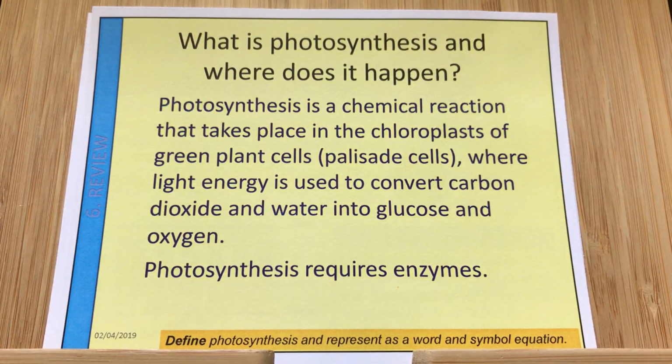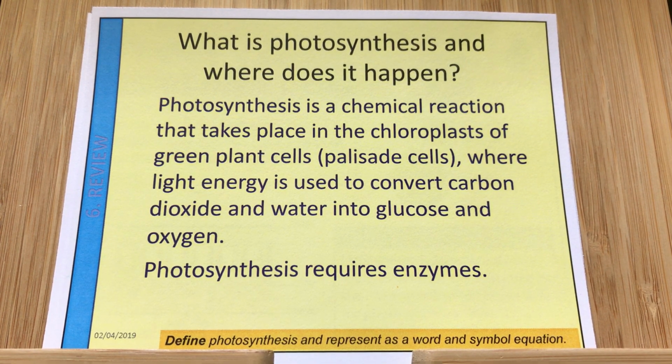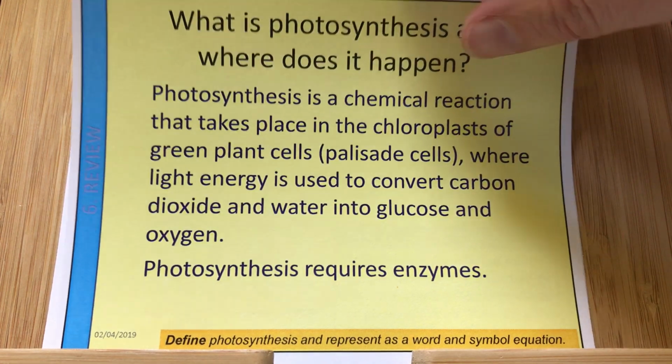What is photosynthesis and where does it happen? Photosynthesis is a chemical reaction. It takes place in the chloroplasts of green plant cells. We called those cells where it occurs the palisade cells.